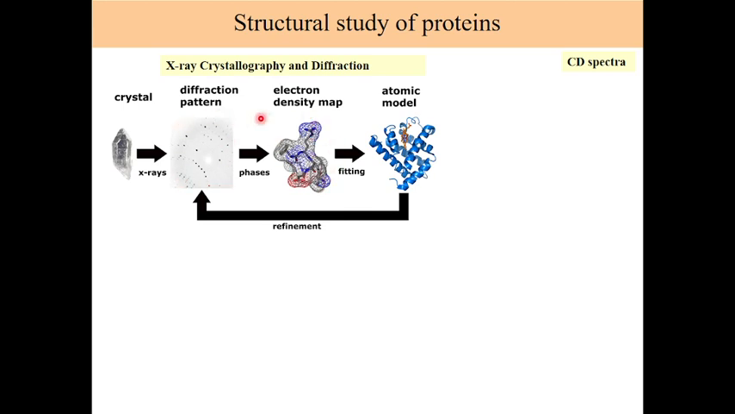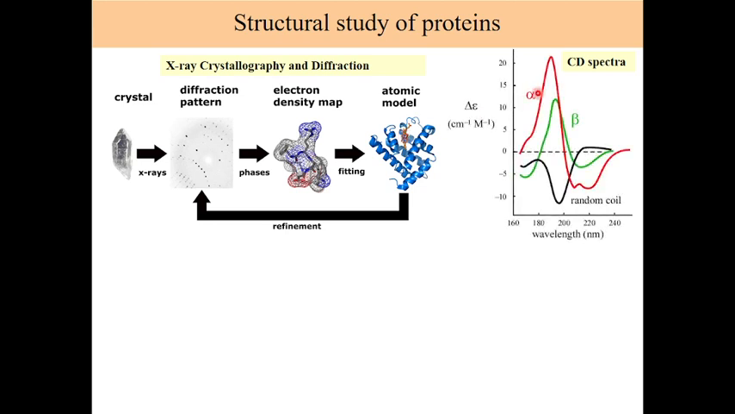This is the electron density map. This is the diffraction pattern, and you study this to get the electron density map, and you fit that to get the model of the atom. And then there is CD spectroscopy, which tells you what the secondary structures of the protein are. For alpha helix you get this kind of curve, for beta sheet you get this kind of curve, and for random coil you get this kind of curve at specific points, and from the peaks you can say what kind of secondary structure is there in the protein.